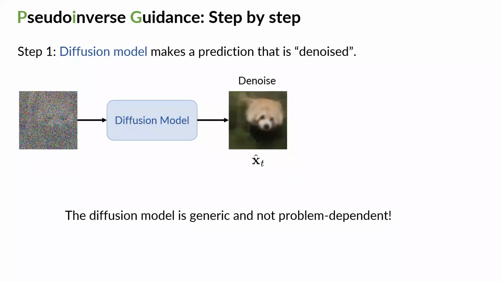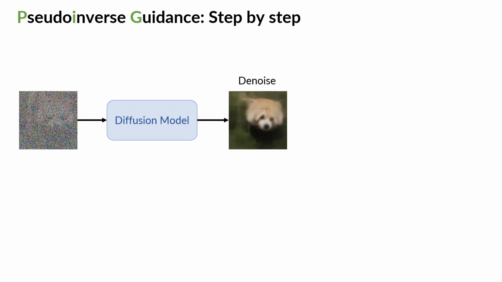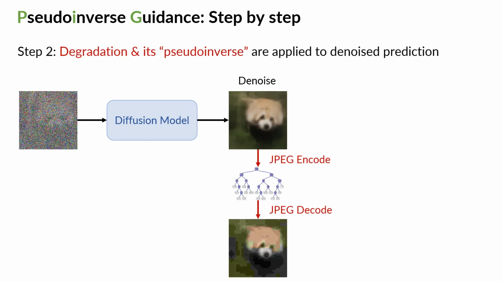Let's go step by step through how the algorithm works. First, we get a diffusion model to help us make a denoised prediction. This model is generic and does not depend on the problem of JPEG; it has never seen any JPEG images. The second step is to apply the degradation as well as the pseudo-inverse to the denoised prediction. Here we have the denoised result, and we apply a JPEG encode and decode, which gives us an image with a lot of JPEG artifacts.